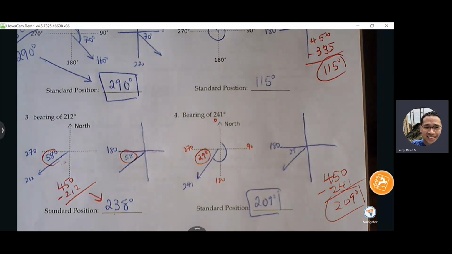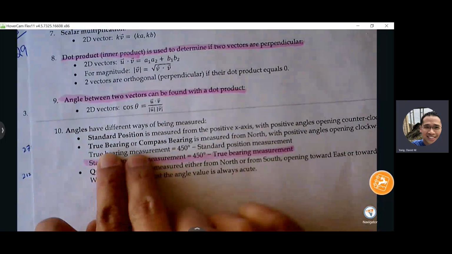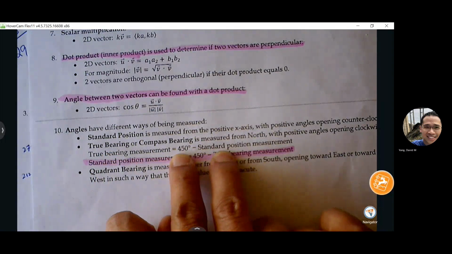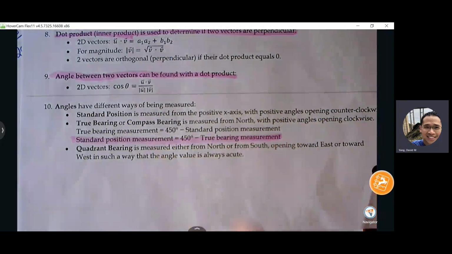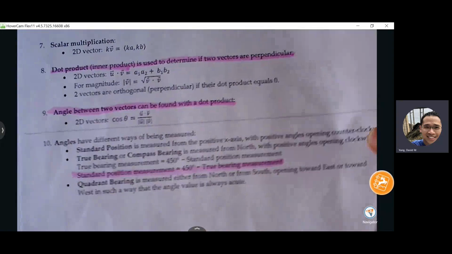Okay, likewise, if I start with standard position and I'm trying to get to a bearing, I can do the same formula. 450 minus standard position gives me the bearing. So that just stays right here. Same idea. True bearing measure is just 450 minus standard position. So the connection is that 450 is just 90 degrees plus 360 to ensure that you end up with a degree measure that's between 0 and 360, because it's 90 degrees off of standard position.